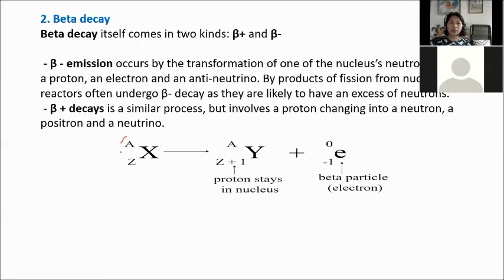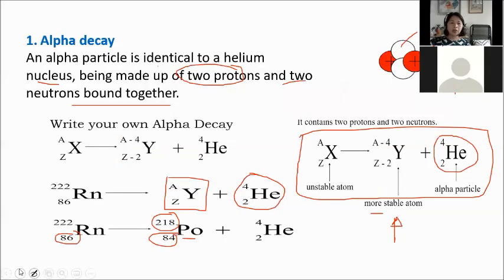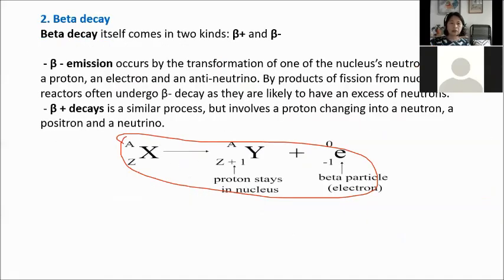So we have the basic equation for beta decay. On the left side again, we have an unstable atom, then a more stable atom, and the particle. This time we have the beta particle. This is the beta particle, the symbol of an electron, with 0, -1. So the rule is walang ma-change, walang ma-subtract sa A or sa mass number, but then we need to add 1 at the atomic number.